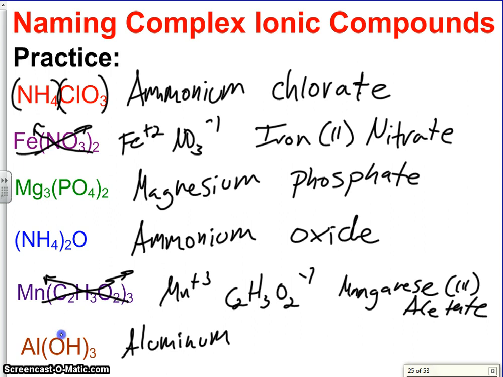And the last one, Al is aluminum, not a transition metal. So I just write it. OH already in parentheses, so it's our polyatomic ion. OH is hydroxide. So aluminum hydroxide. Not too bad.